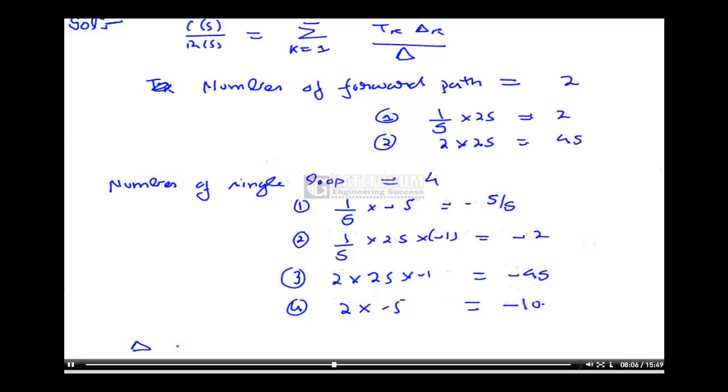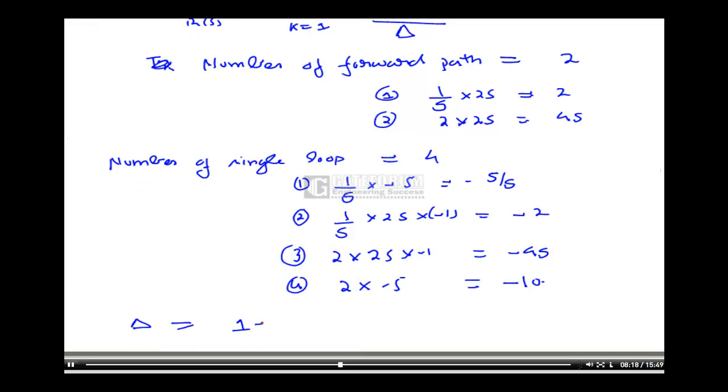Thus delta for this: there are no non-touching loops, so all loops are touching each other, meaning a single node is traversed twice. Delta is 1 minus (minus 5 by s minus 4s minus 2 minus 10), which is equal to 13 plus 4s plus 5 by s. This is my denominator. So C(s) by R(s) can be written as 2 plus 4s upon 13 plus 4s plus 5 by s.